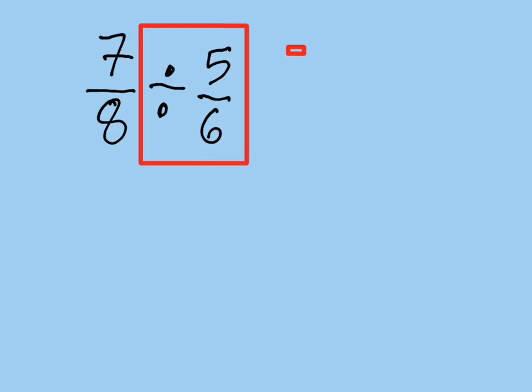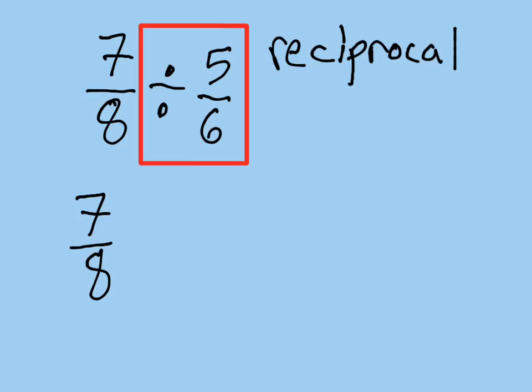And reciprocal means the number that you would need to multiply by to get 1. But in easy math terms, you can think of it as just flipping over the fraction. So if I divide by a number, that's the same as multiplying by its reciprocal. So this becomes 7/8, because remember, the 7/8 doesn't change, because the dividing by is affecting the 5/6, times the reciprocal of 5/6, which is just 6/5.